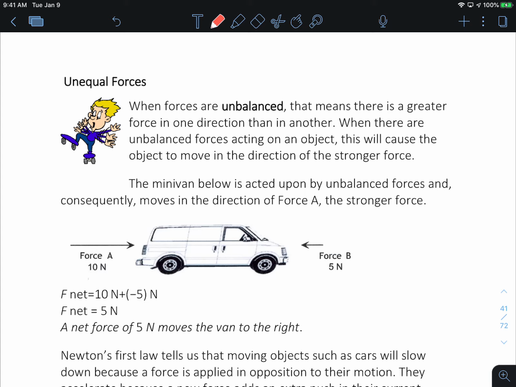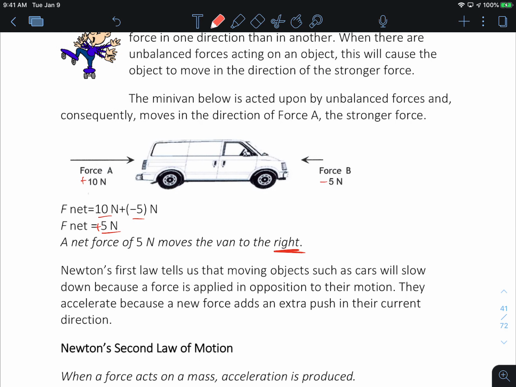Force B is a negative 5 newtons. So when we add the forces together, we get 10 newtons plus negative 5 newtons, which leaves us with a positive 5 newtons of force. So that's 5 newtons to the right. And so the car will now start to accelerate because force is proportional to acceleration, mixed in with a dependence on mass.